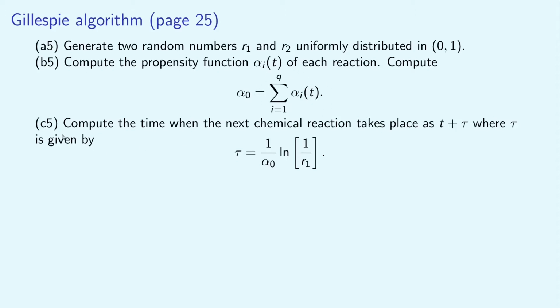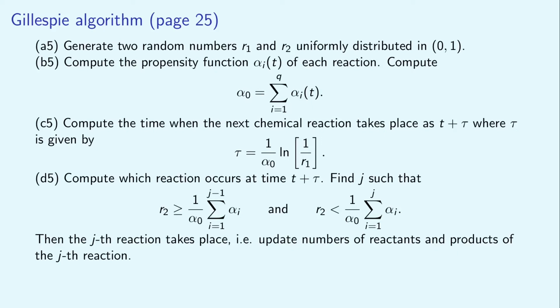In step C5, we answer the first question: when will the next reaction occur? The time to the next reaction event is exponentially distributed with mean 1 over alpha 0, so it is computed as 1 over alpha 0 times the logarithm of 1 over R1. Our second question, which reaction takes place, is answered in the last step D5. We use the second uniformly distributed random number R2 to select the corresponding reaction, because we know that the relative probability of the jth reaction occurring is its propensity function alpha j divided by the total propensity function alpha 0. Then the jth reaction takes place, therefore we update the numbers of reactants and products of the jth reaction.